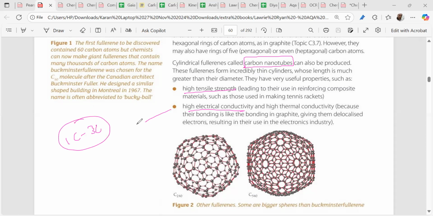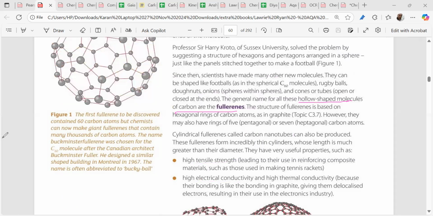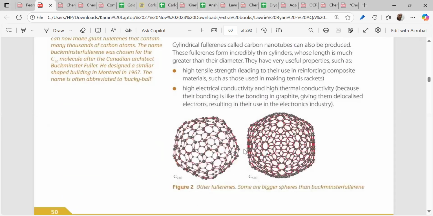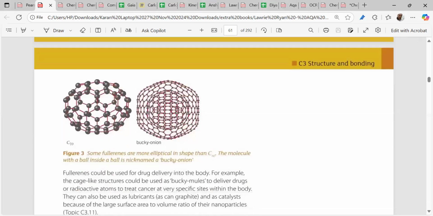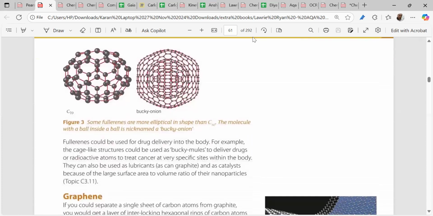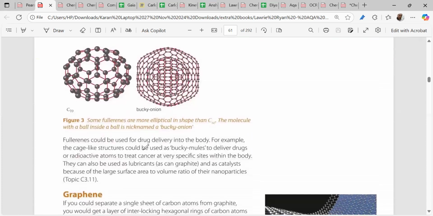Fullerenes can be any shape. I told you, hollow-shaped molecules of carbon are called fullerenes, and they can be of any shape. It can be an onion shape, a potato shape, any shape. And fullerenes are used where? Fullerenes are used for drug delivery, cancer drug deliveries. Fullerenes are used as lubricants. Fullerenes are used as catalysts. This is very important information we have to know.